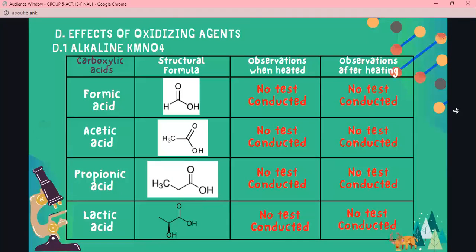So next is the effects of oxidizing agents, the alkaline KMnO4. Since it was not conducted in the laboratory, I will just show the structural formula of the following carboxylic acids. The formic acid, and this is the structural formula. And for the acetic acid, this is the structural formula. And for the propionic acid, this is the structural formula. And the lactic acid, this is the structural formula. Next slide, please.